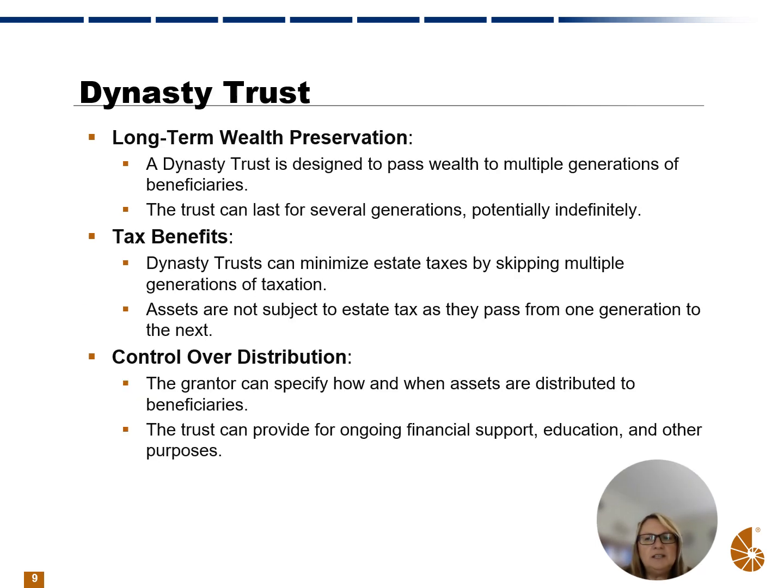A dynasty trust is very commonly seen for generational wealth transfer. It's designed to pass wealth to multiple generations of beneficiaries, and it can last for several generations, potentially being indefinite. That minimizes estate taxes by skipping multiple generations of taxation. And the assets are not subject to estate tax as they pass from one generation to the next. The grantor can specify how and when assets are distributed to the beneficiaries, and the trust can provide for ongoing financial support, education, or other purposes.